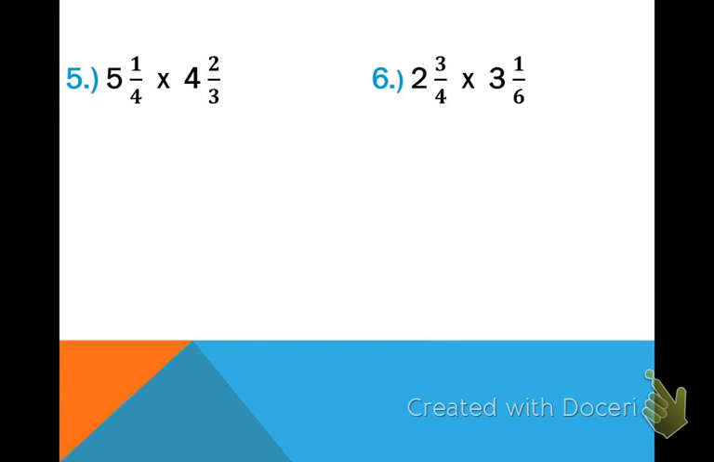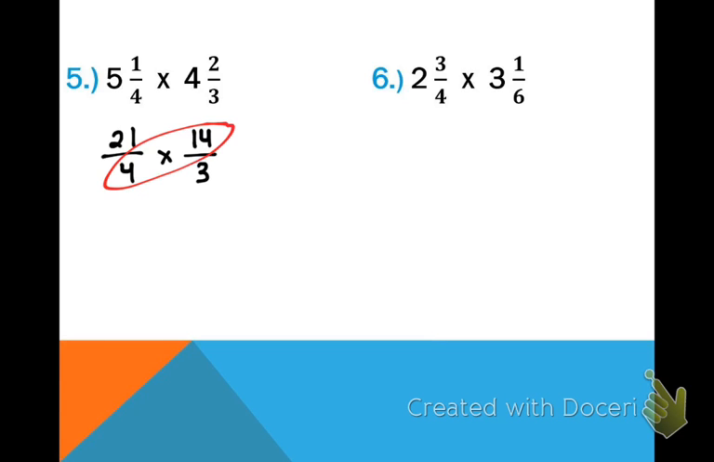So numbers 5 and 6 look different than the first 4 that we did because these ones are now mixed numbers. But if you remember, you cannot multiply together a mixed number. Instead, what you need to do is turn it into a what? Improper fraction. Katie, what would 5 and a fourth be? 5 and 1/4 would be 21 over 4. 21 fourths multiplied by what, Michael? 14 thirds is correct.